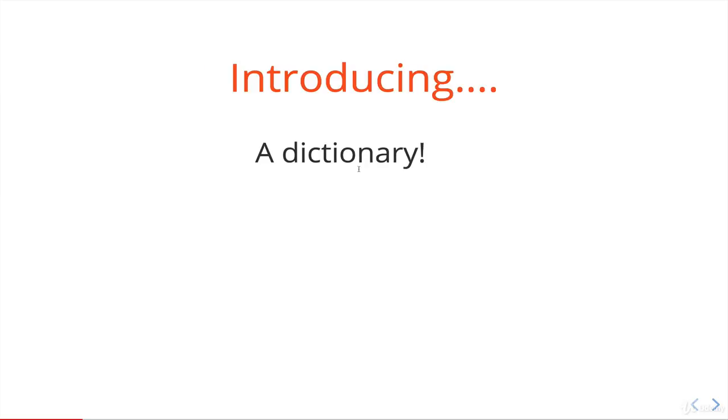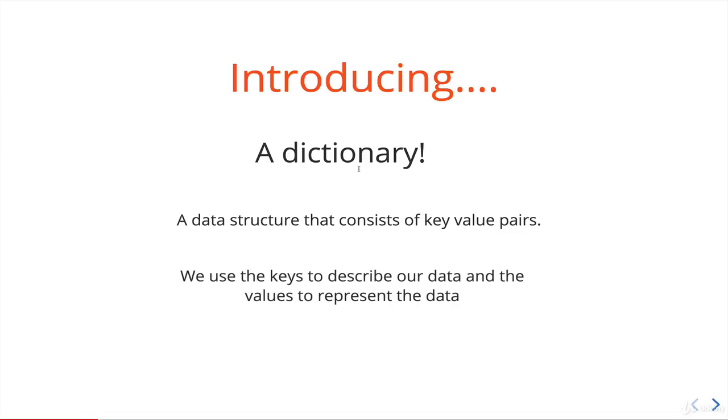We can use a dictionary. And a dictionary consists at its core of key value pairs. You'll hear me say that a lot. Key value. It's basically pairs of information, pairs of data, like a label. And we use keys to describe our data, and then the values are the actual data. They represent the data. So if we think of a list, we can think of key value pairs in a list. The keys are all indices.